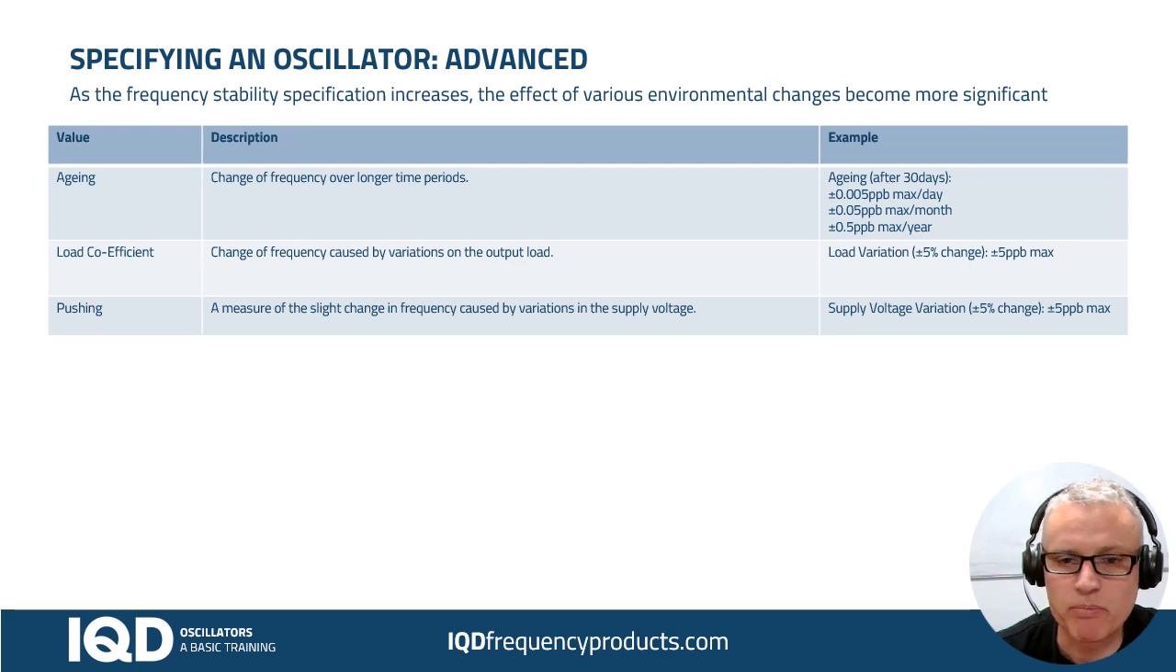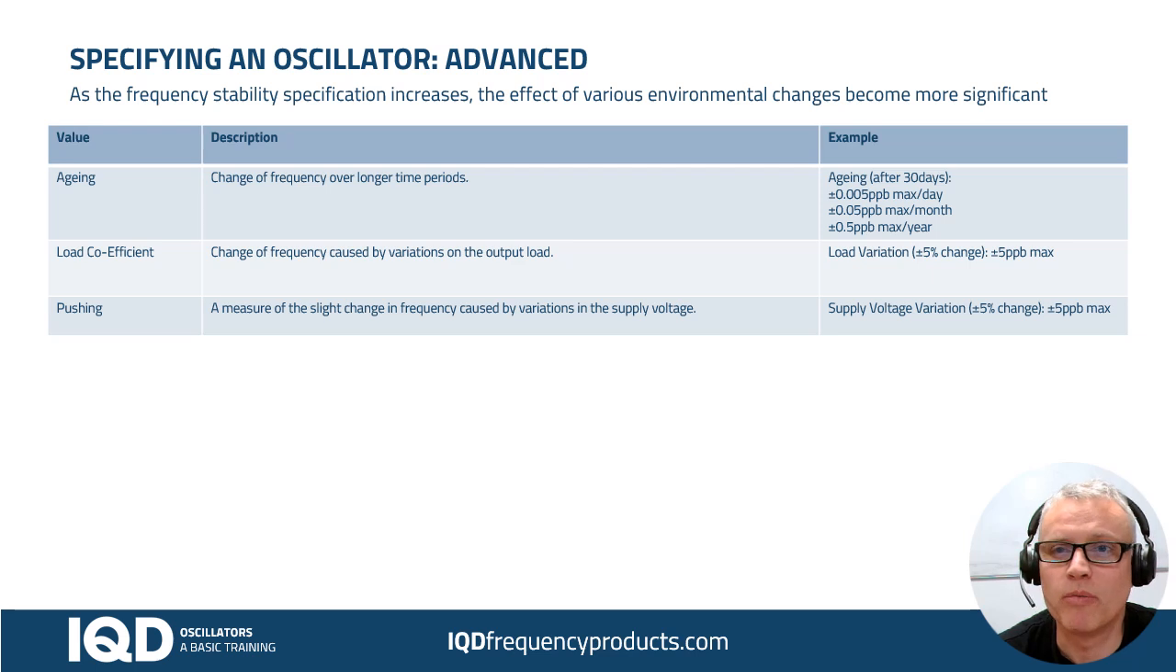The next one would be pushing. Pushing is an interesting term we use to describe how much the frequency changes when the supply voltage changes. So you could say it's a modulation of the frequency caused by the supply voltage change.